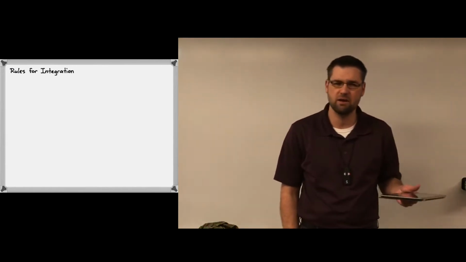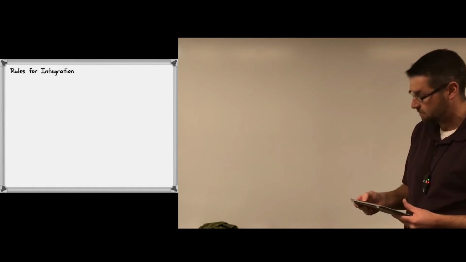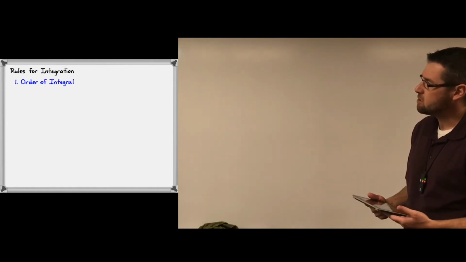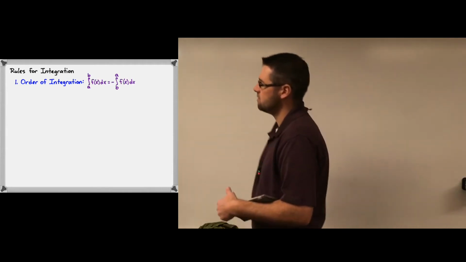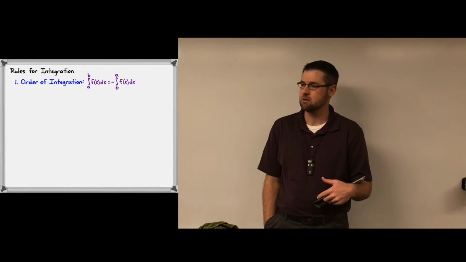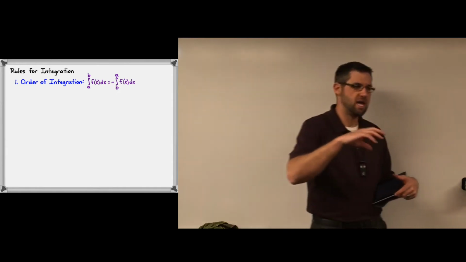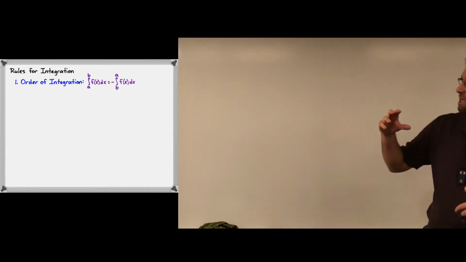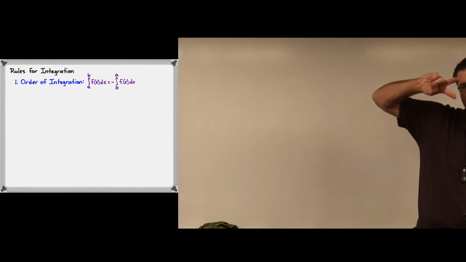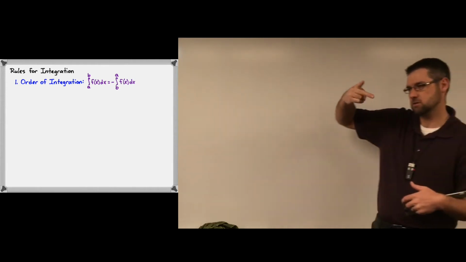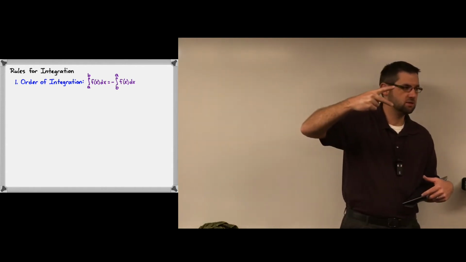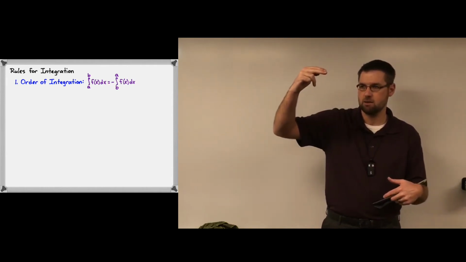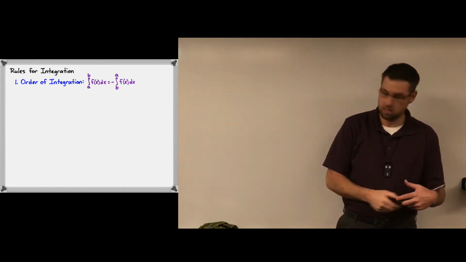So rules for integration, and on Friday we kind of explored some of them. The first one is called the order of integration. If I say the integral from a to b, we talked about this on Friday. If I take the integral of a function from a to b, then that's equivalent to doing what with the limits of integration? If I'm going from a to b, if I flip the limits and go from b to a, then it's the negative of it, right? And that's what that's saying.